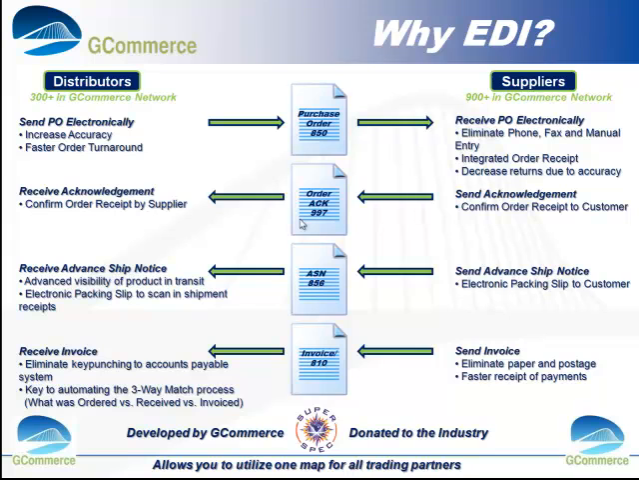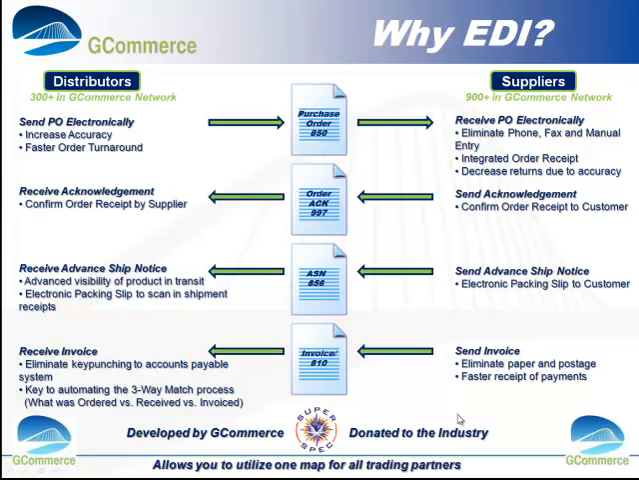Some common benefits of the purchase order: increases accuracy, provides faster turnaround, it helps eliminate manual entry on the supplier side of receiving a fax and having to enter that into their system, and it decreases returns because the order is more accurate. The functional acknowledgement provides a receipt to the buyer that the manufacturer's system received the order, so they know that order was received and entered into their system. The advance ship notice is basically an electronic packing slip that's sent to the customer when the order is shipped, and it provides advanced visibility of what product is in transit.